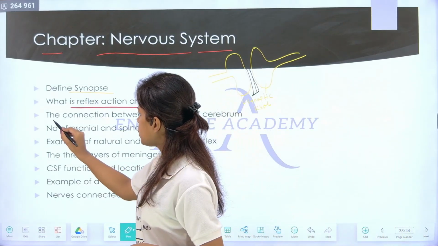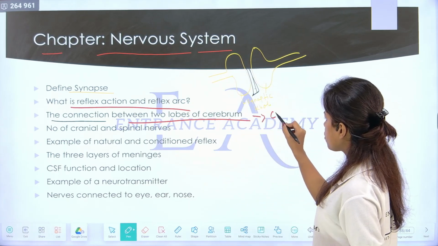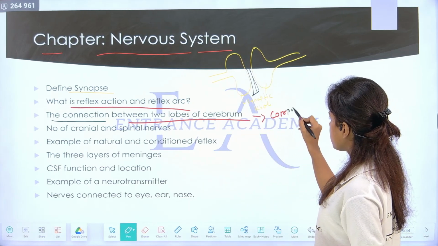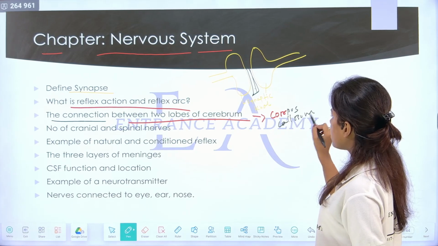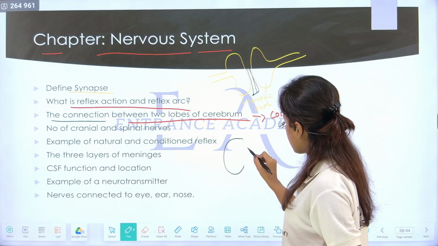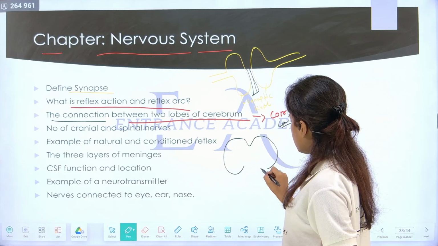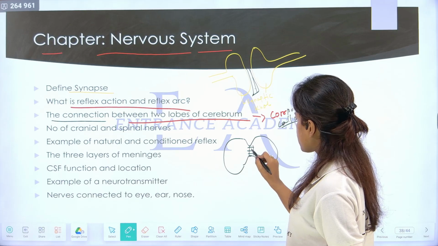Name the connection between two lobes of cerebrum. This is corpus callosum. It is a connector, a tuft of tissue band, which connects the two lobes of the cerebrum, corpus callosum.